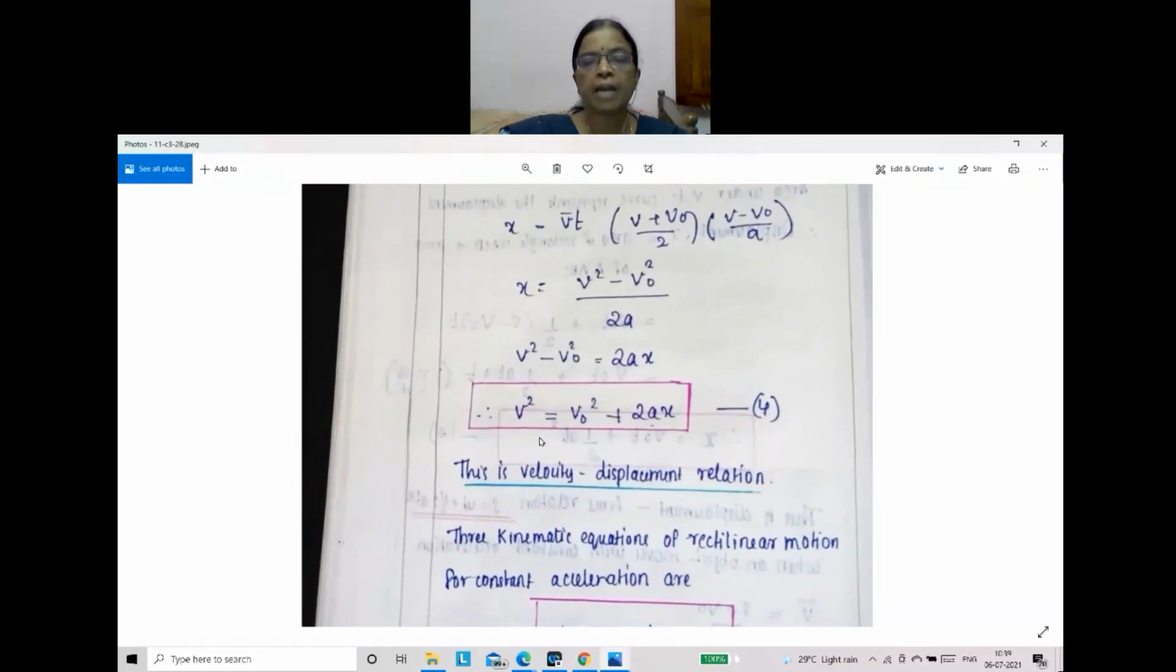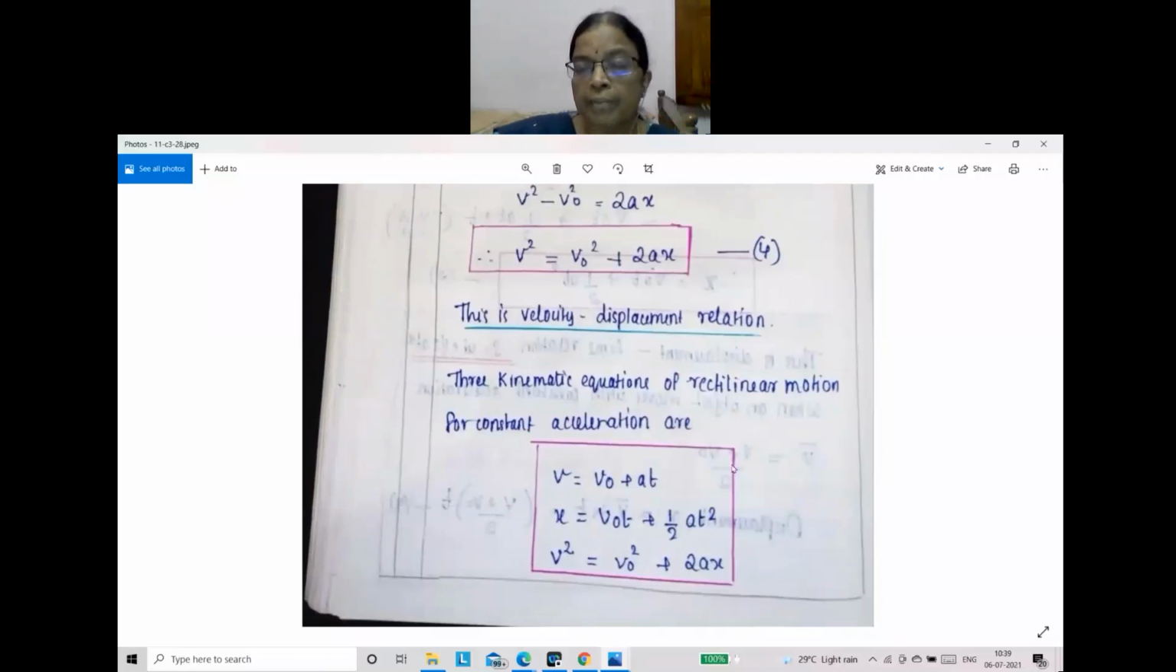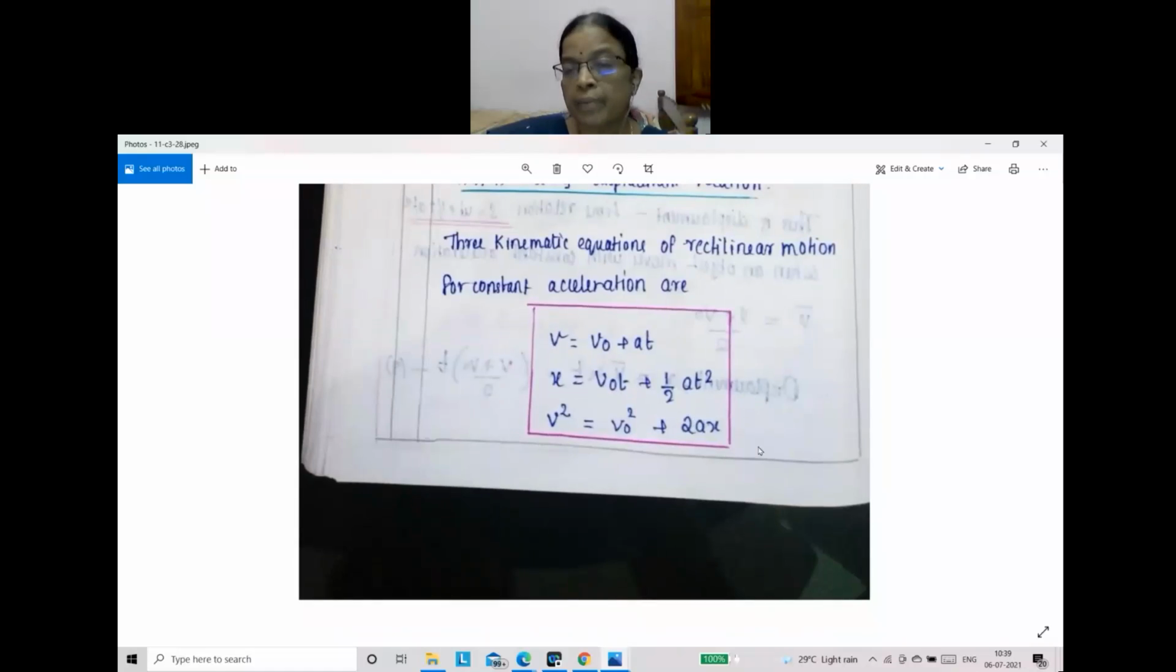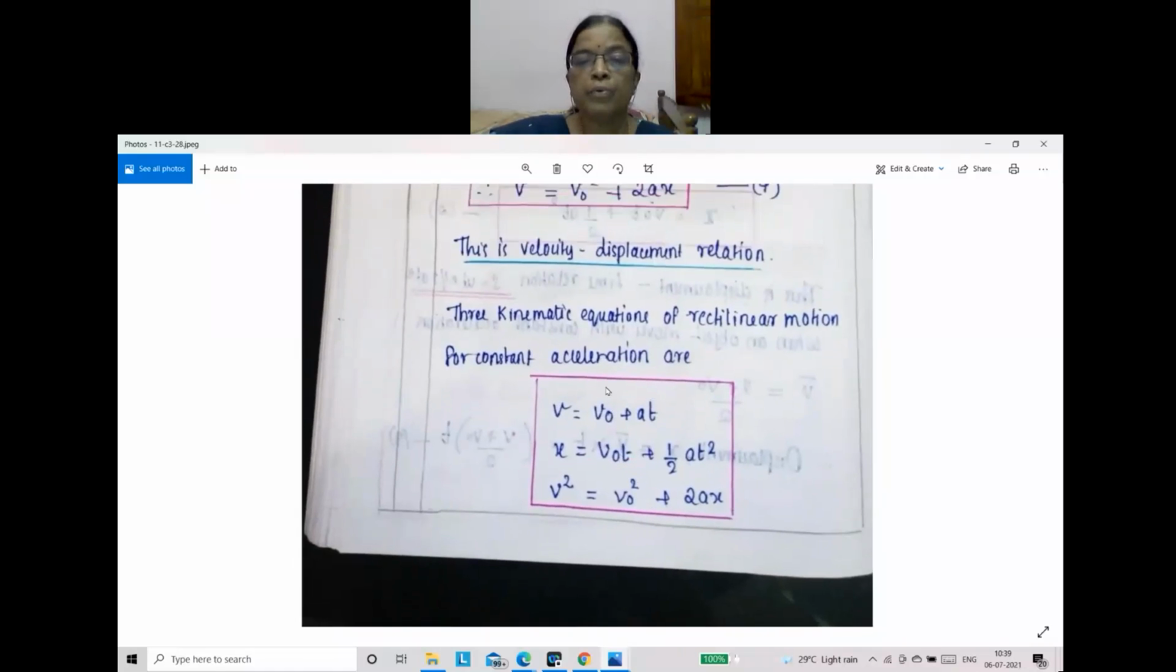Velocity displacement relation. X is the displacement, with initial velocity, final velocity, and uniform acceleration. V square equal to V0 square plus 2aX. Similar relation. So these are the three equations of motion, the kinematic equations of rectilinear motion for constant acceleration.